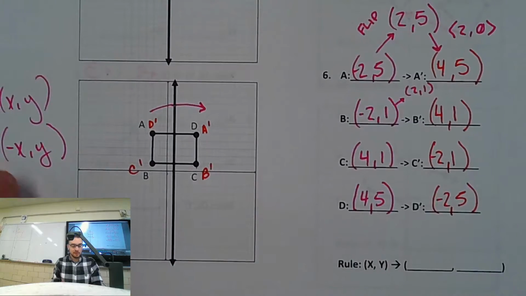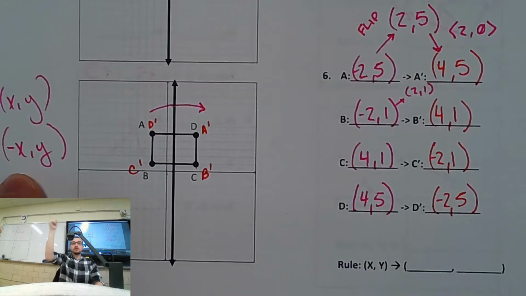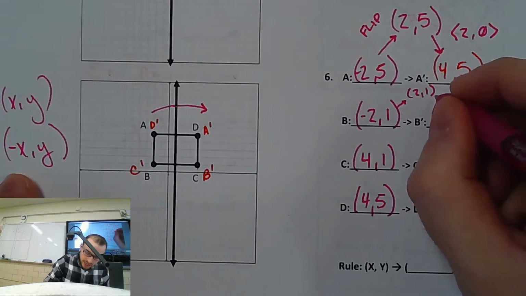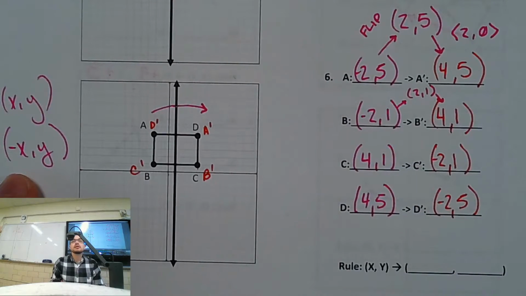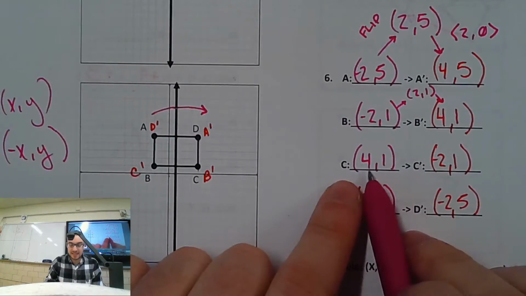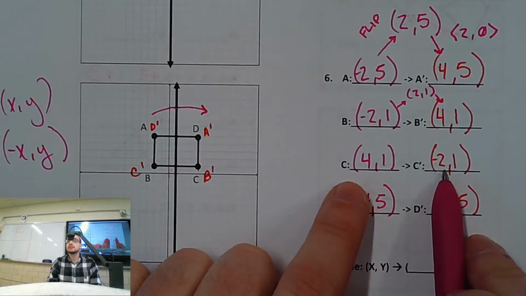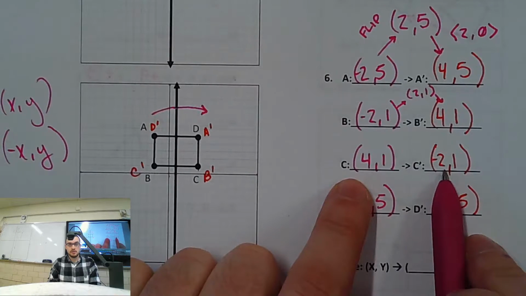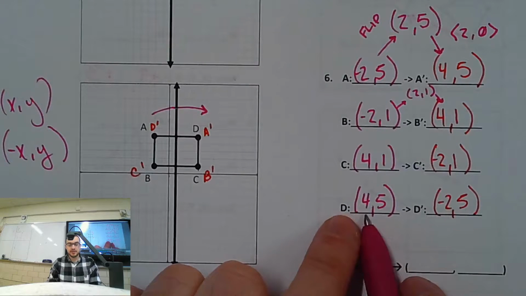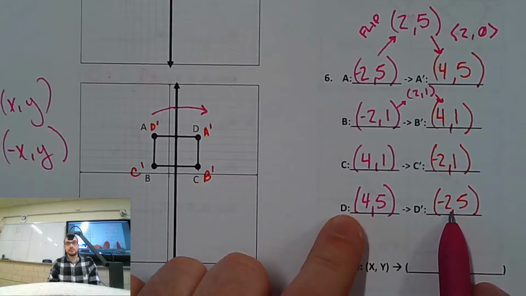Exactly, negate it, right? We do this first. We negate it because that's what a horizontal flip is, right? And then do I add 2 to get here? I do, don't I, right? Let's check this one. If I negate the 4, I get negative 4. What's negative 4 plus 2? Negative 2, right? Does that work out? This one, negate the 4. I get negative 4. When I do negative 4 plus 2, do I get negative 2?